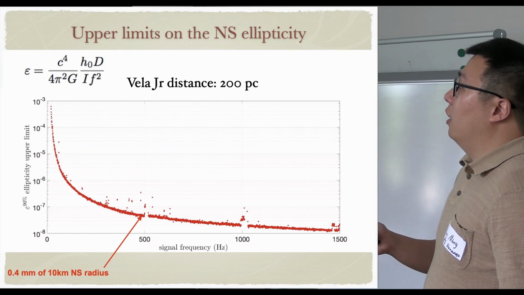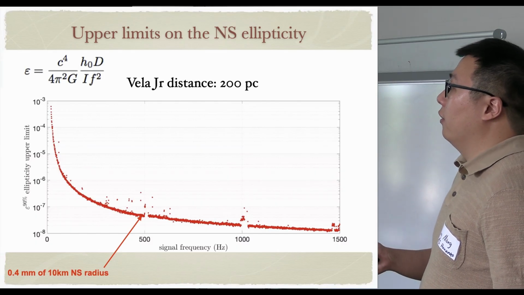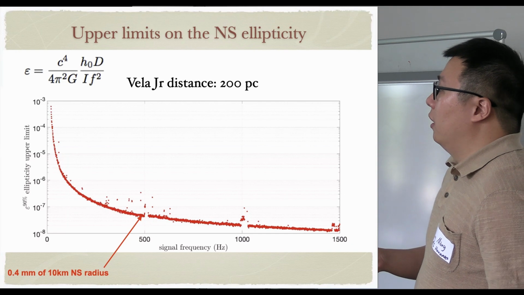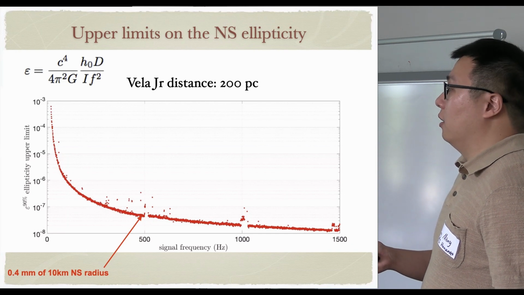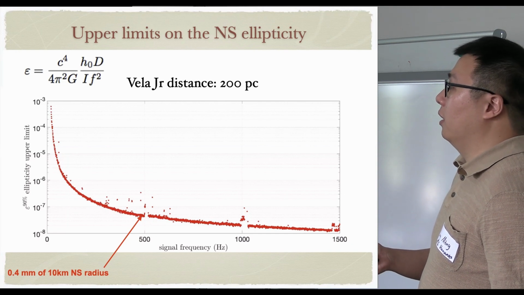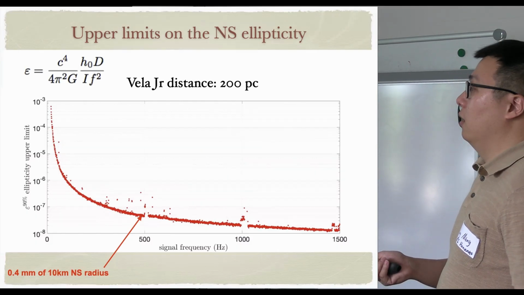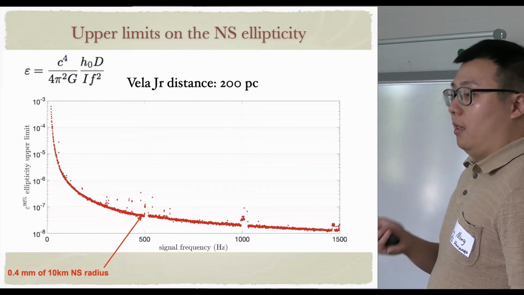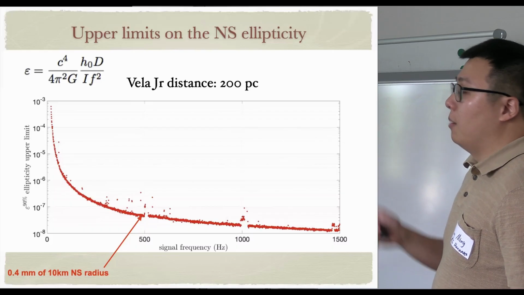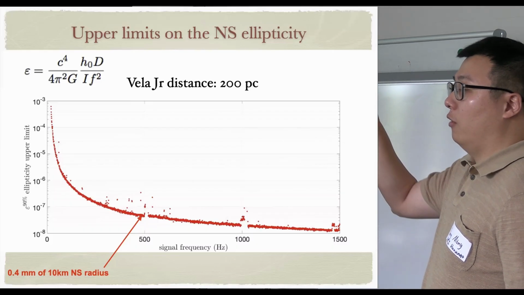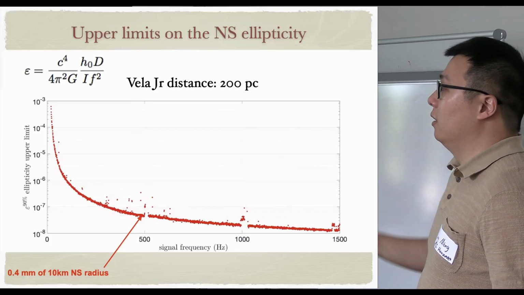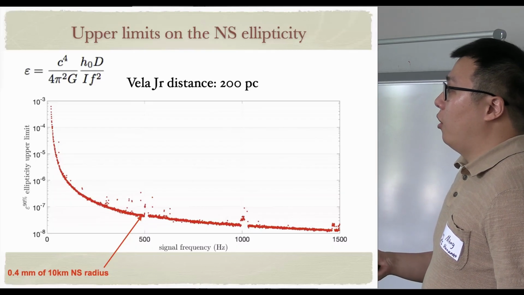Then the ellipticity upper limit we can give is 4 times 10 to the minus 8. That's very impressive. If you assume the neutron star has a radius of 10 kilometers, we can constrain the mountain or the bump on the surface of the neutron star to within 0.4 millimeters.